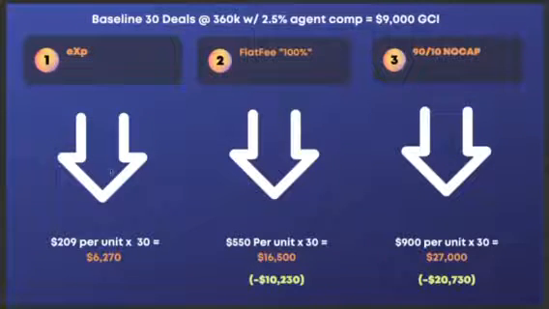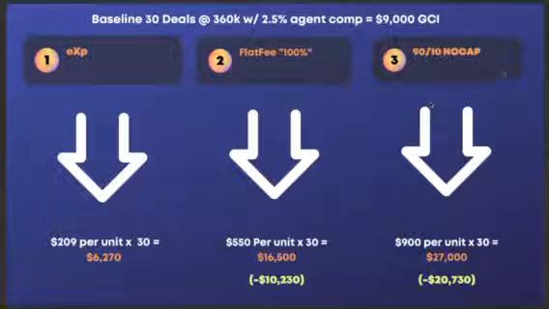So at eXp, we understand that on the same 30 deals, because we've hit Icon, it's going to cost us $209 per unit on average by 30, which equates to $6,270. That's our cost of doing business. At that flat fee shop, we have to take that $550 by 30 units, and you're going to get a total of $16,500 as your total cost of doing business. And now at your 90-10 no cap, we take the $900 by the 30 units, $27,000.